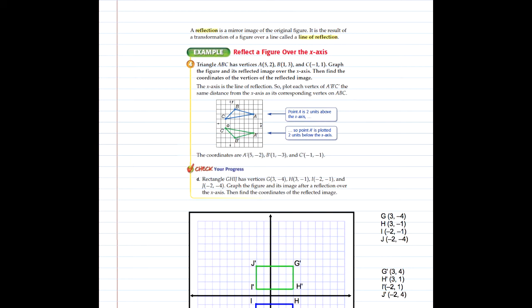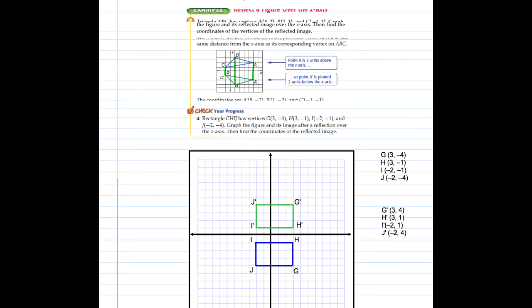Graph the figure and its reflected image over the x-axis, then find the coordinates of the vertices of the reflected image. Now, what you can see here that's different than what we did before is there is no movement horizontally for each of the points. They move vertically, but not horizontally. What I've done is flip them here. The coordinates now are 5, negative 2, 1, negative 3, and negative 1, 1. And you can see in the example down here more clearly what I mean.